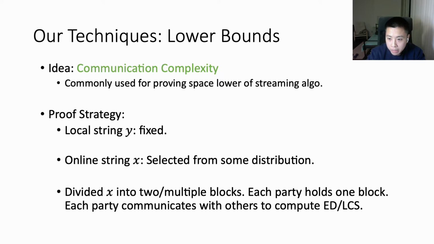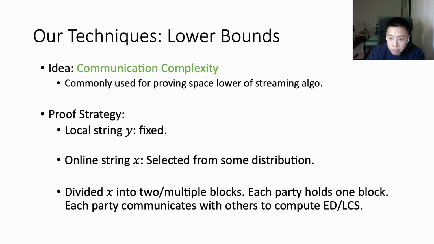We now give more details of the techniques we used. Let's start with the lower bound part. The proofs of our lower bounds are based on communication complexity arguments. Communication complexity arguments are commonly used for proving space lower bounds for streaming algorithms. To use such arguments, we do the following.